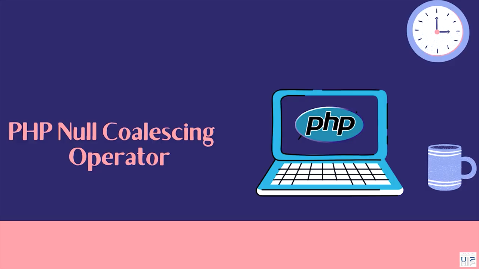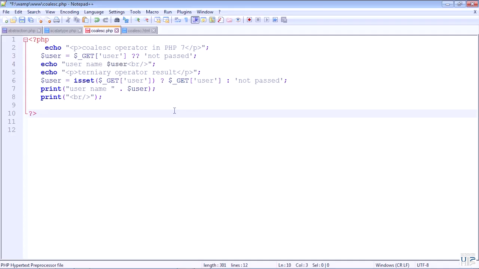In this video, we shall see another new feature of PHP 7 called the null coalescing operator. This is the coalescing operator that we will now put into practical use. What this operator does is verify whether a particular variable is set or not. This double question mark is called the coalescing operator, or coalesce operator.